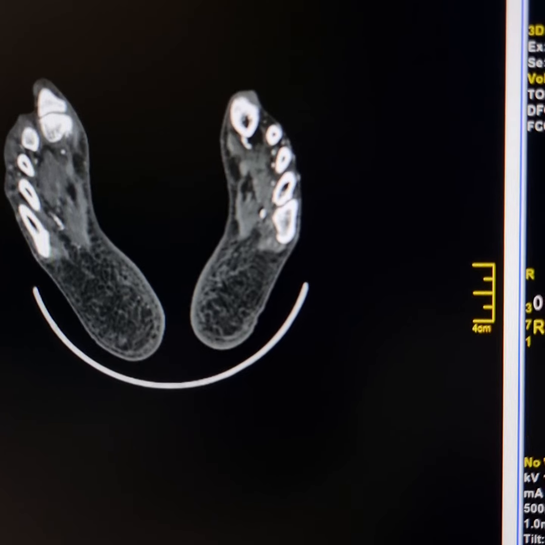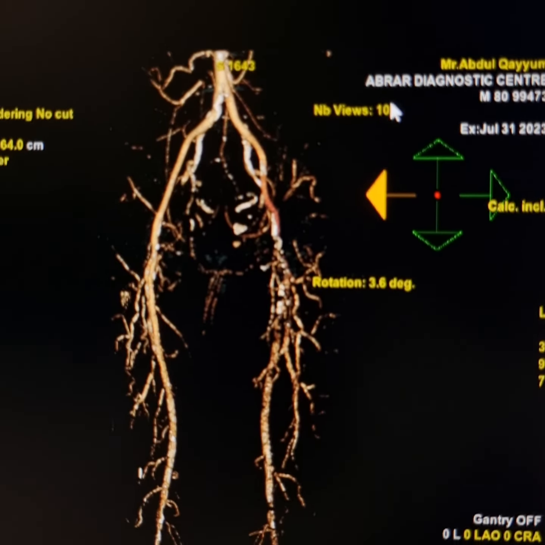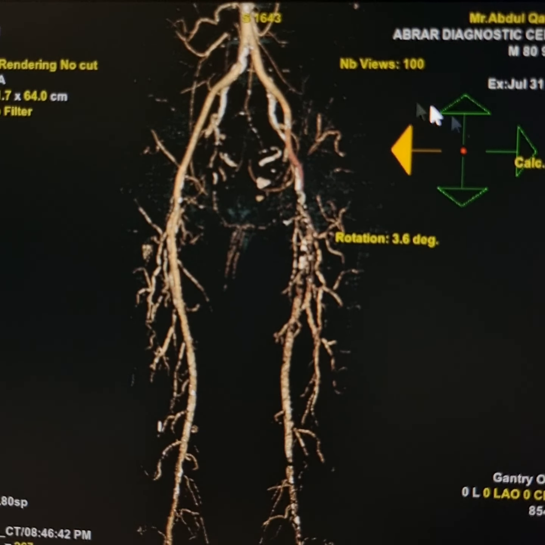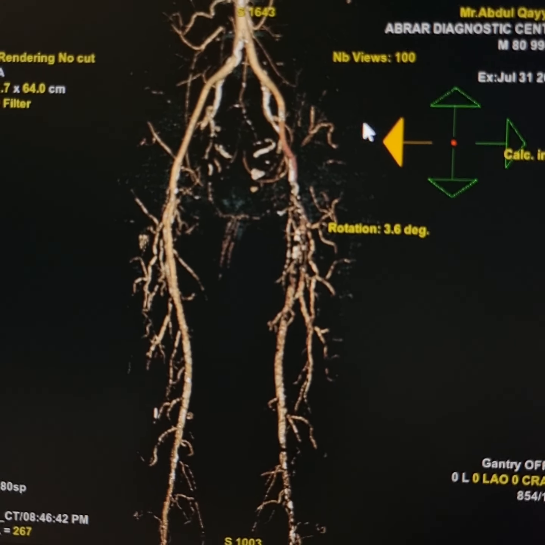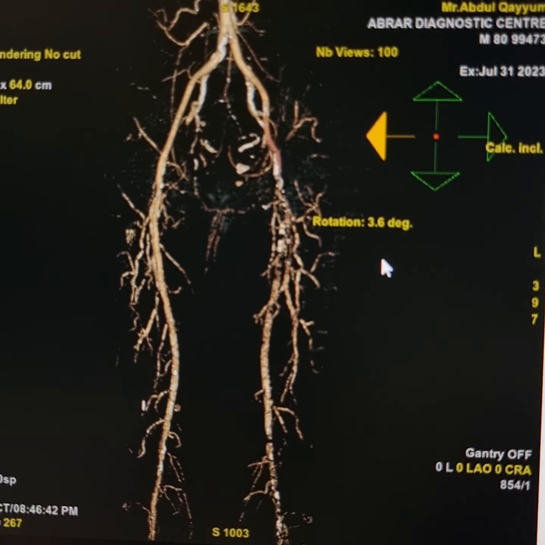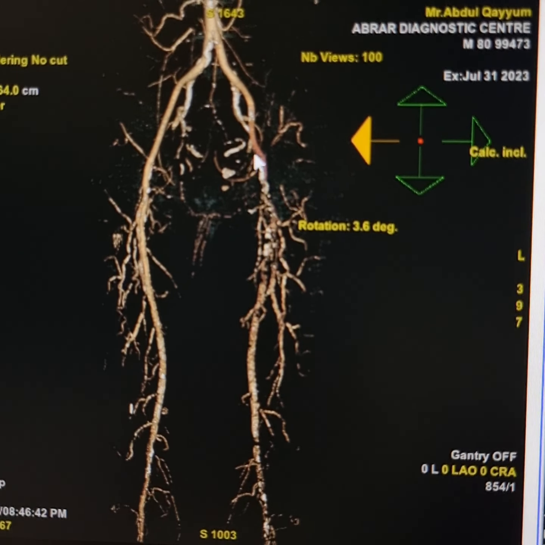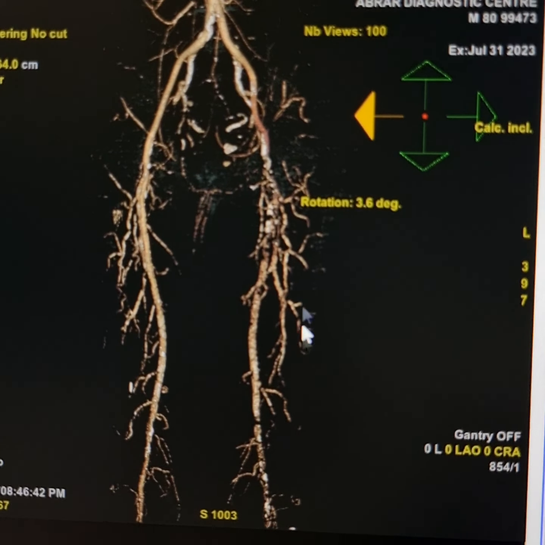Now I will show you the 3D images. Please observe that 3D images could be very misleading because the casts made by the atheromatous plaques and tunica media calcifications mimic the arterial lumens as if they are patent.